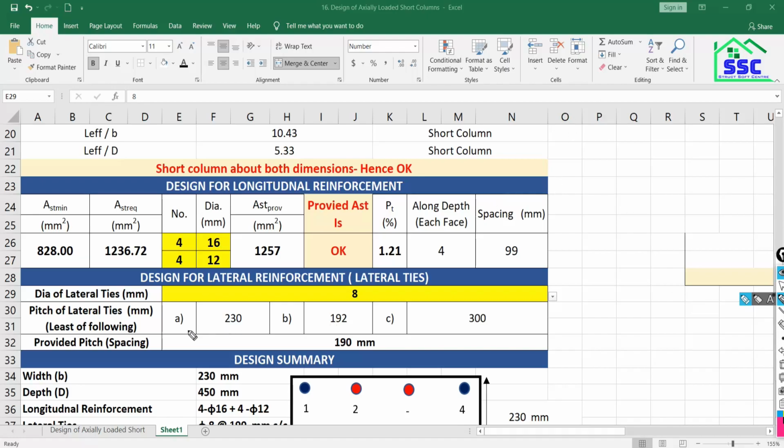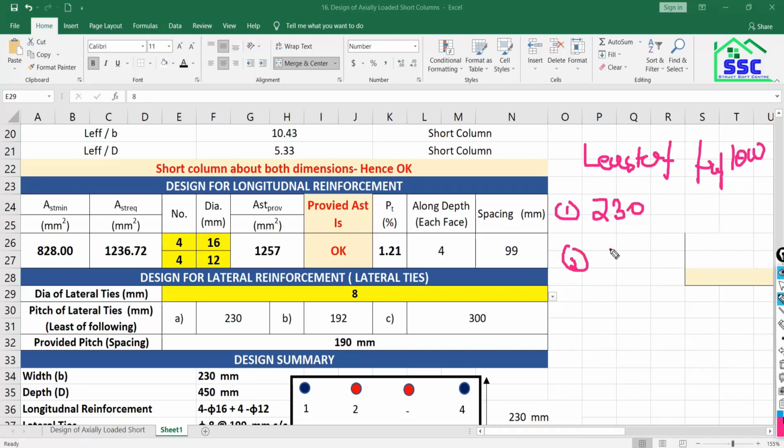First one is the pitch. We have to consider the least of the following. Number one recommendation is the least lateral dimension of your column. 230 by 450 is there, so 230 is the least lateral dimension. Second one is 16 times the smallest diameter of the bar. 16 and 12 we have used, so here we consider 12. Smallest diameter of bar 12, 16 times 12 becomes 192 mm.